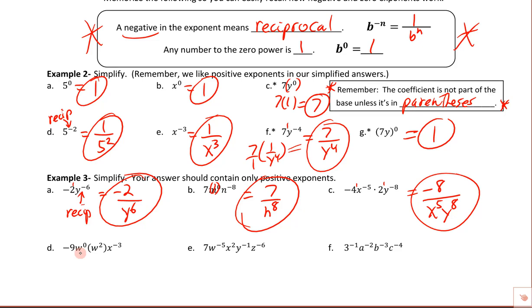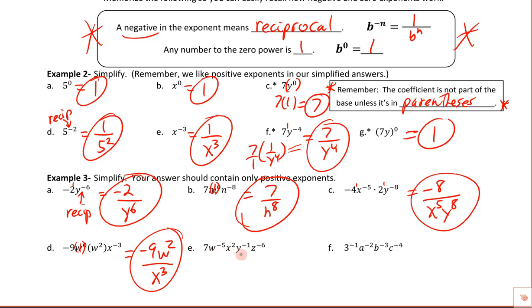So let's take a look at part D. We've got -9 w to the 0. Remember, that's just a 1. And then we've got w to the 2nd, x to the -3. So there's nothing wrong with the -9. We're going to leave that on the top. There's nothing wrong with the w squared. That's got a positive exponent. But this has a negative exponent, so the negative means reciprocal. So we write that on the bottom. Finished.